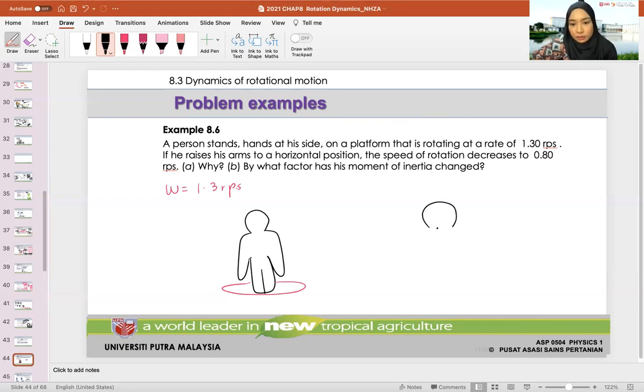So again, I'm going to draw my gingerbread man. This is a terrible gingerbread man. Anak saya mesti tak makan kalau saya masak ni.